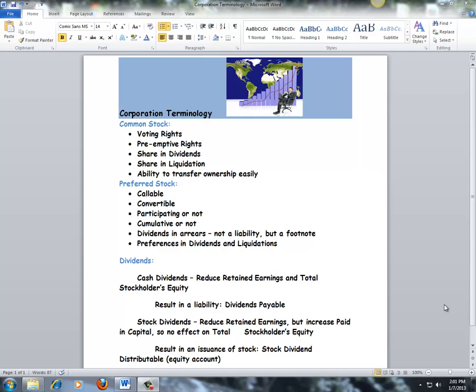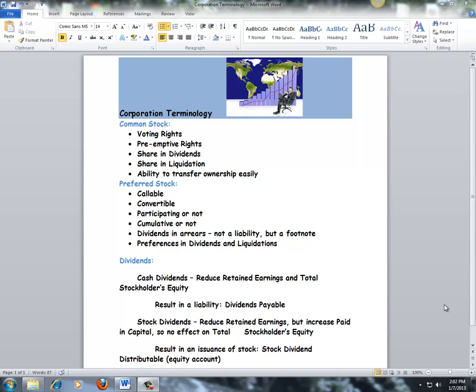Cumulative or not means that the dividends that the preferred expects to get, if not paid, will be held in arrears. These are not a liability but a footnote disclosure in the financial statements, and if they're not cumulative, any dividends not paid to preferred are lost.